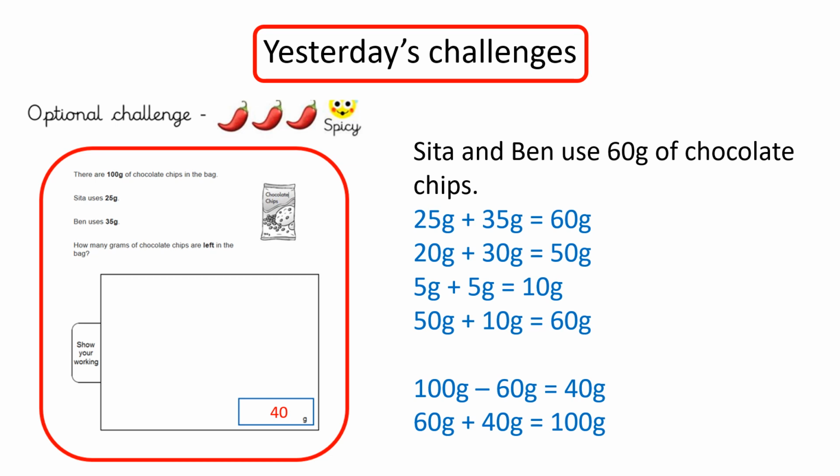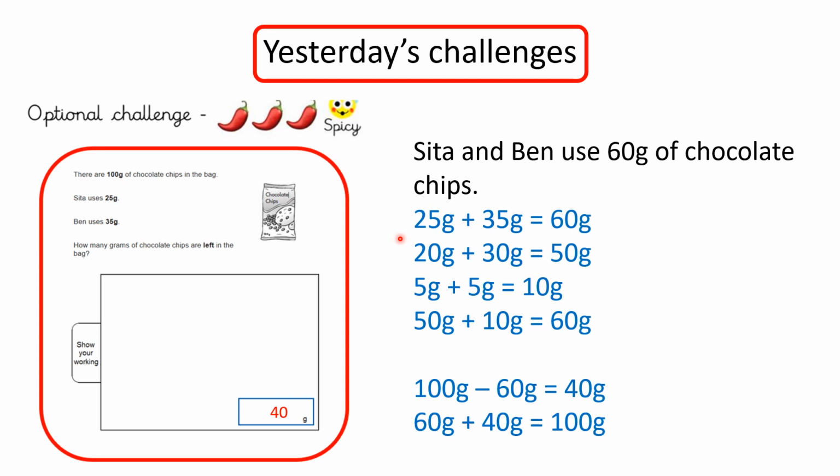And the final challenge from yesterday, your spicy challenge, was a word problem that said there are 100 grams of chocolate chips in the bag. Sita uses 25 grams, Ben uses 35 grams, and we needed to find out how many grams of chocolate chips are left in the bag. Now I got 40 grams as my answer, and my working out is just over here, and I'm going to tell you how I did it.